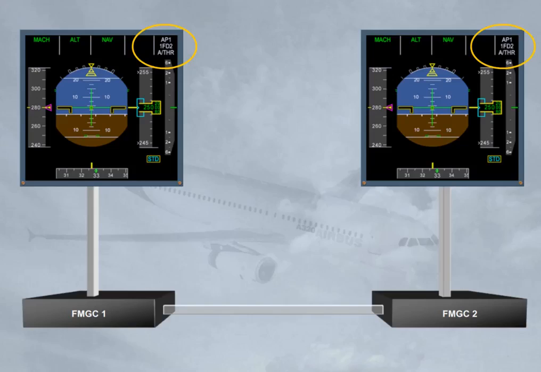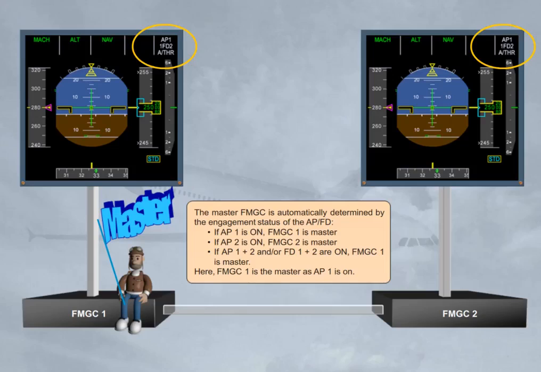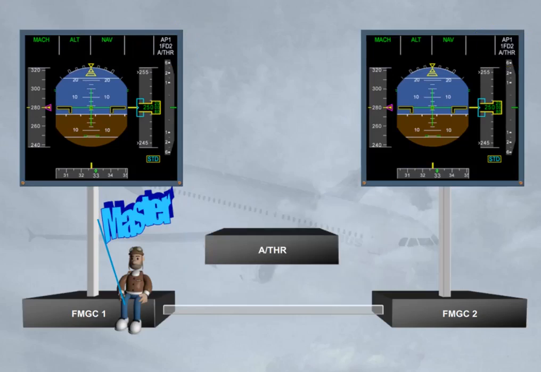If autopilot 1 is on, FMGC 1 is master. If autopilot 2 is on, FMGC 2 is master. If autopilot 1 plus 2 and/or flight director 1 plus 2 are on, FMGC 1 is master. Here, FMGC 1 is the master as autopilot 1 is on. The autothrust is driven by the master FMGC.